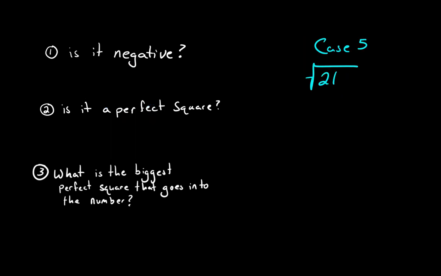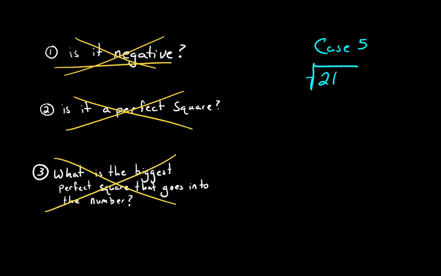Now case 5 here, going down through the same questions. Is it negative? No, it's not. Square root of 21 is not a perfect square. And if we check the third question, there is no perfect square that actually goes into 21 besides 1. And that's not very helpful. So we can't actually do anything to break down this radical, and that's fine, it happens. So the square root of 21 is just going to stay the square root of 21.